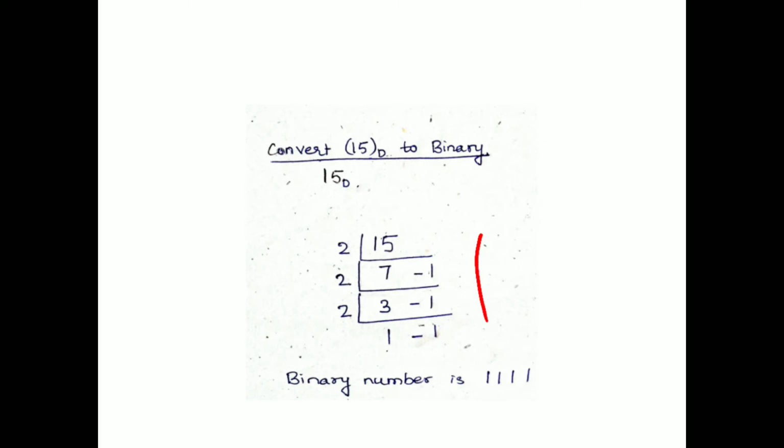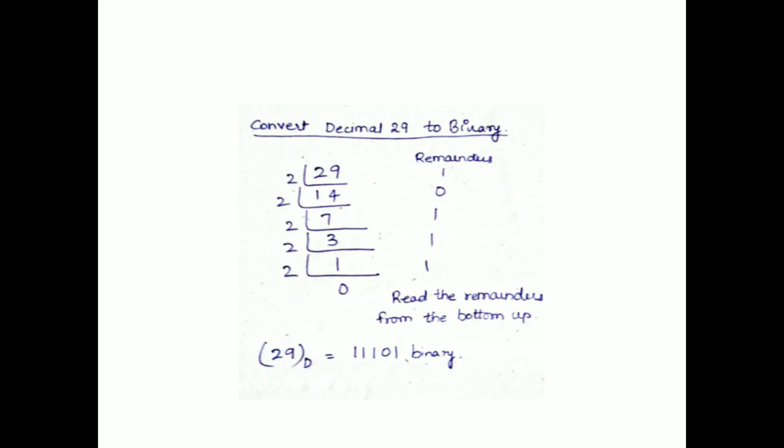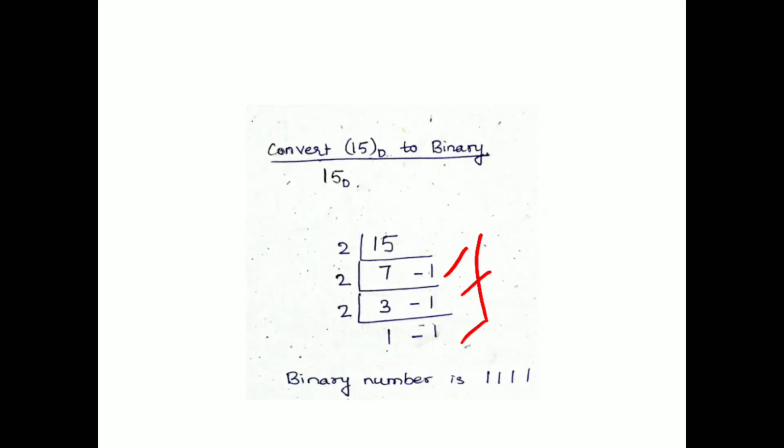Okay, so when we divide 15 by 2, as you know, we get 7 and the remainder is 1. Then again we divide 7 by 2, and we get the remainder 1. Again 3 by 2, we get the remainder 1. Like that we have 1, 2, 3, 4 digits in total. The binary equivalent of 15 is 1, 1, 1, 1. Writing in the reverse order, start from here.